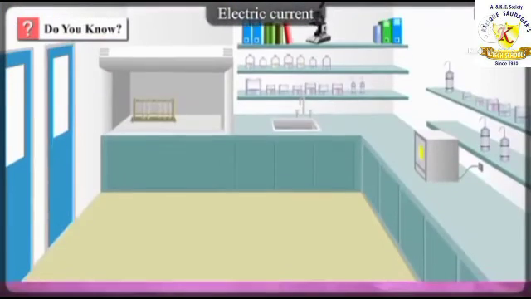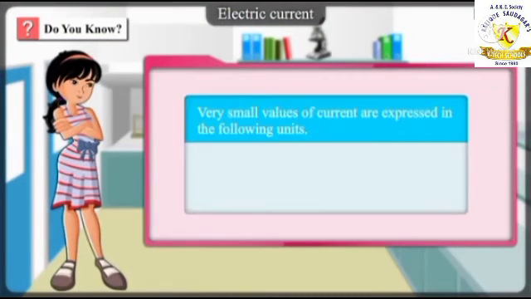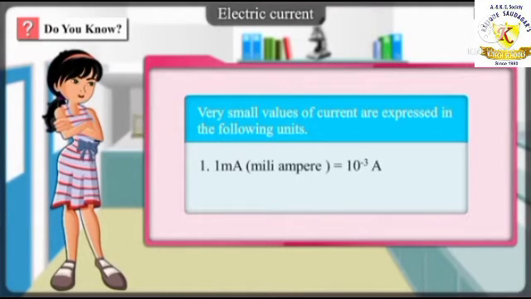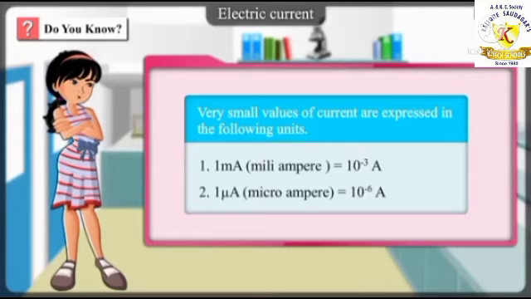Do you know? Very small values of current are expressed in the following units. 1 milliampere is equal to 10 raised to minus 3 ampere. Next, 1 microampere is equal to 10 raised to minus 6 ampere.